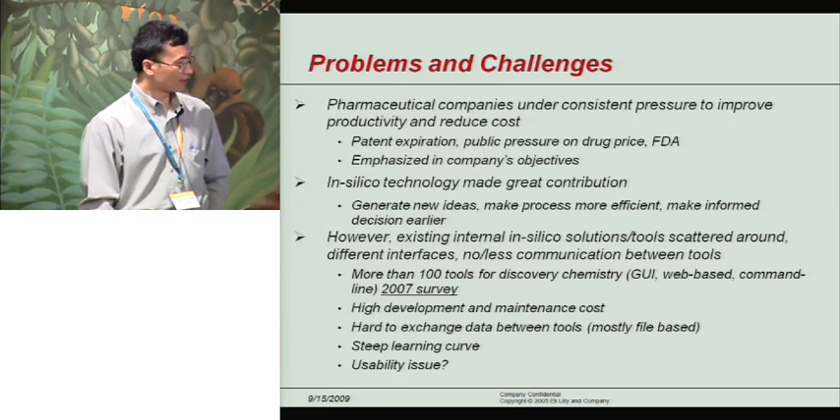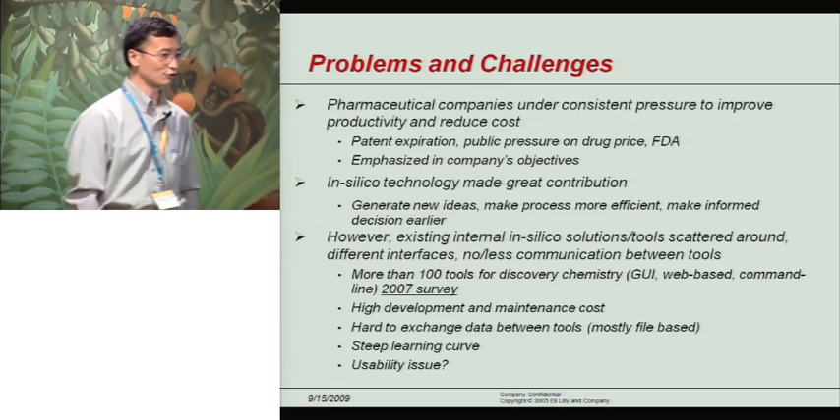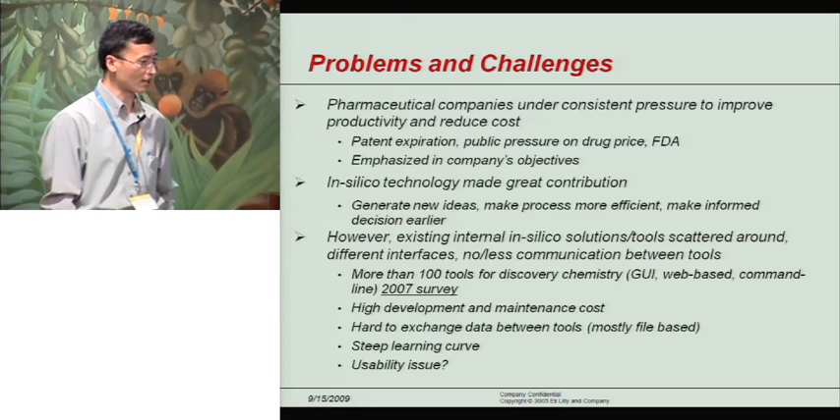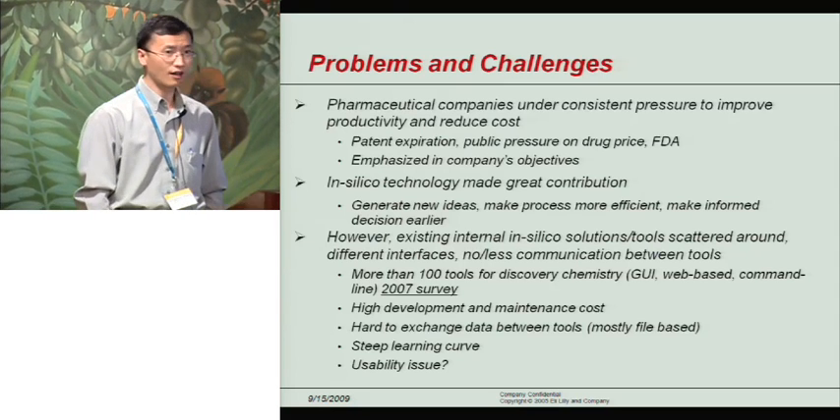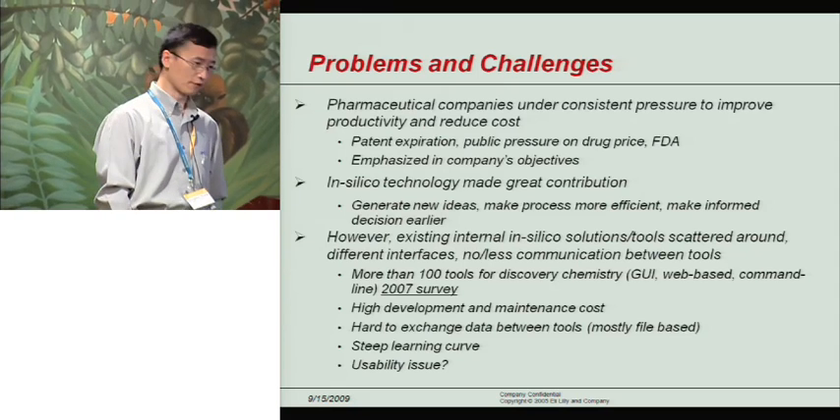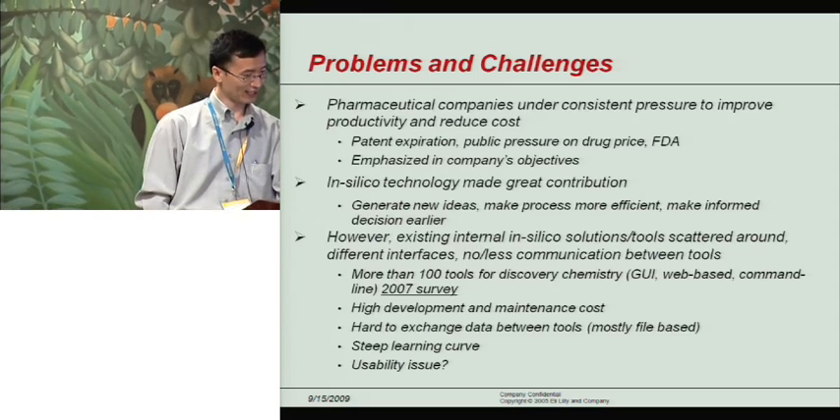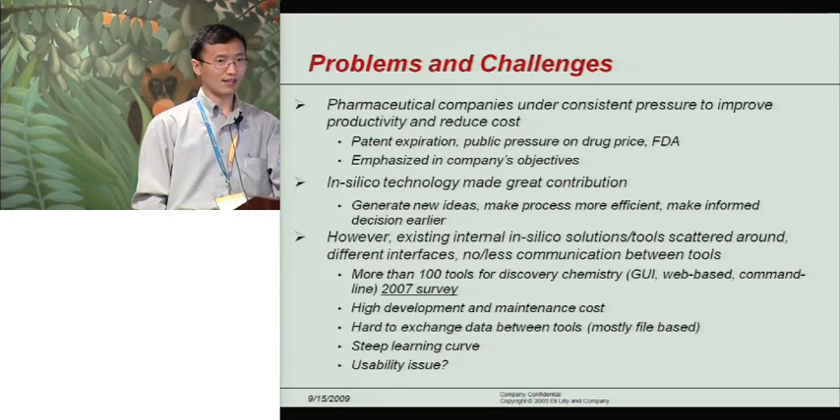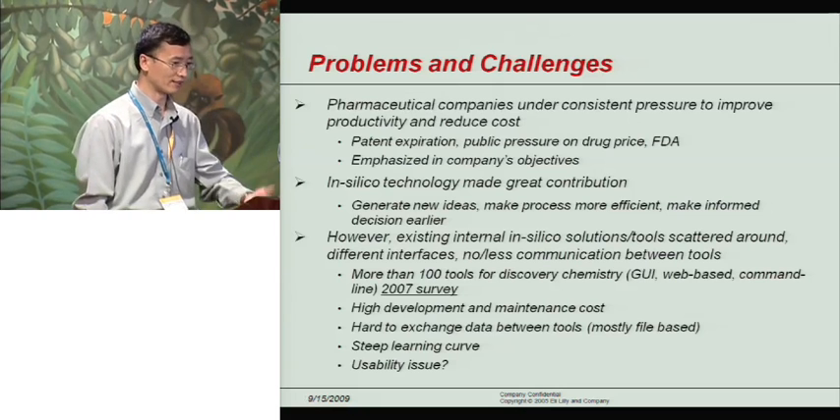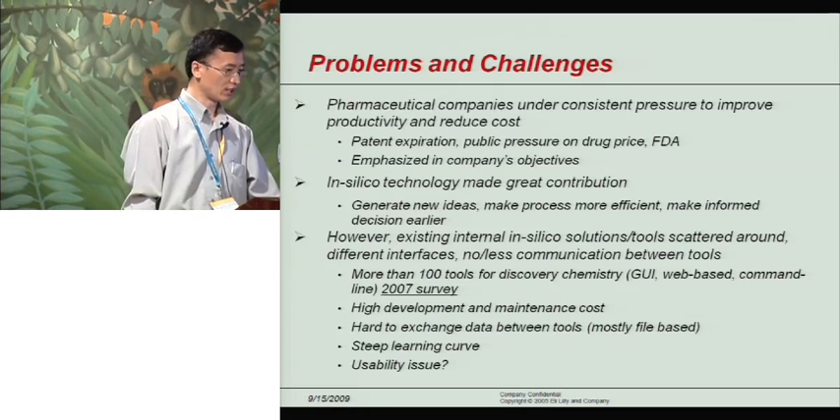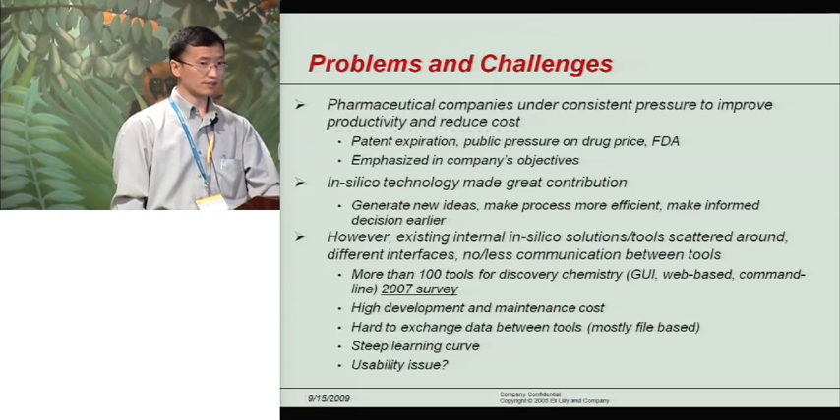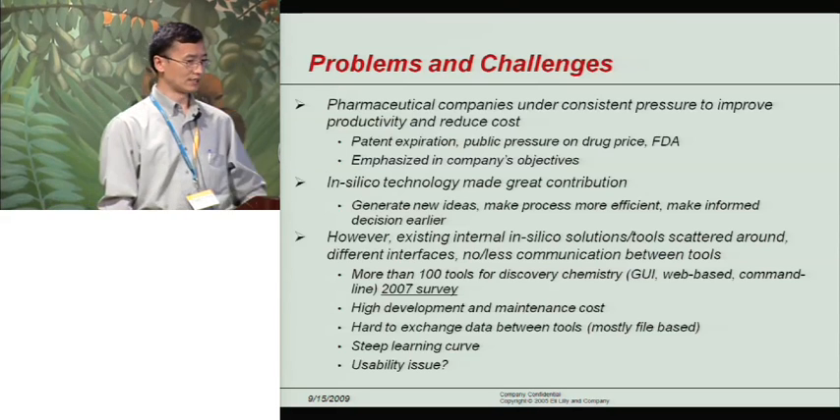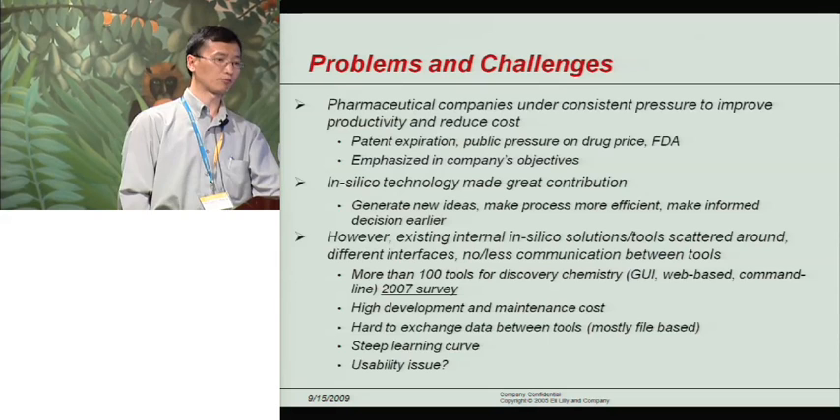Everybody knows the pharma industry faces tremendous pressure from government, from the general public to reduce the cost and provide better medicines, and also from Wall Street. So we failed this time. In that case, in-silico technology was tried to resolve, at least in the drug discovery process, this kind of cost. But at this point, existing in-house in-silico solutions are really not up to par.